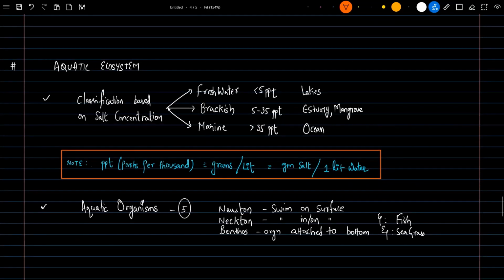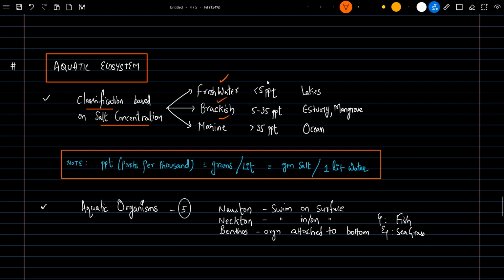Next, let's understand the aquatic ecosystem. Basically, we can primarily classify aquatic ecosystems based upon salt concentration. So we can call them freshwater aquatic ecosystem, brackish water ecosystem, and marine water ecosystem.